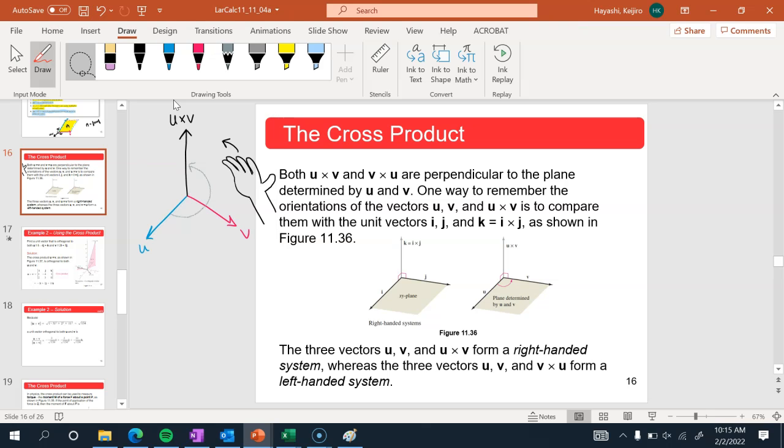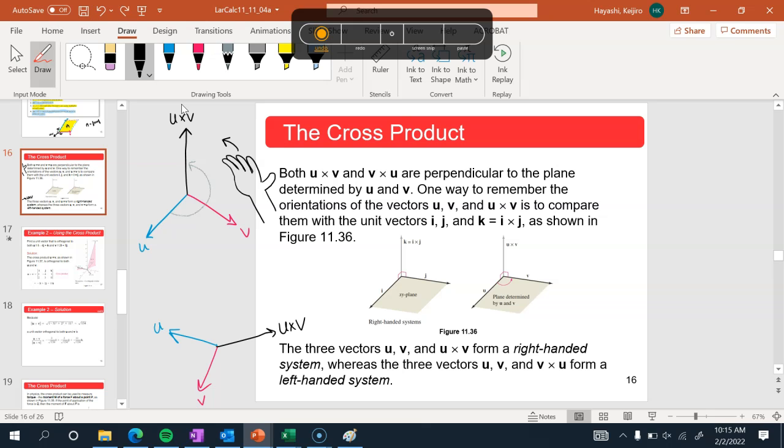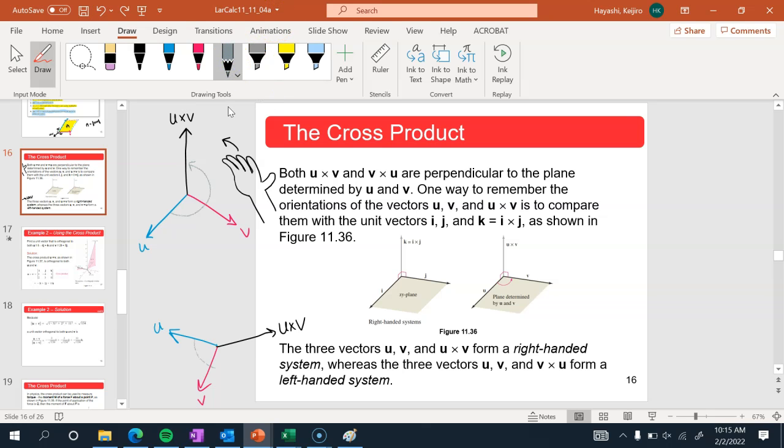If u was here and v was here, for example, you could still follow the right-hand rule, even if it's not oriented in this perfect way. U, v, and then you hit u cross v, so it comes out this direction, as opposed to, say, this direction. So no matter what way it's oriented, basically it goes in a counterclockwise direction, irrespective of its actual orientation. So you start at u, you hit v, and then that's where u cross v is going to be.